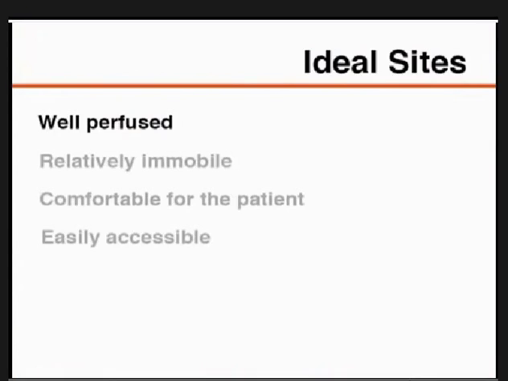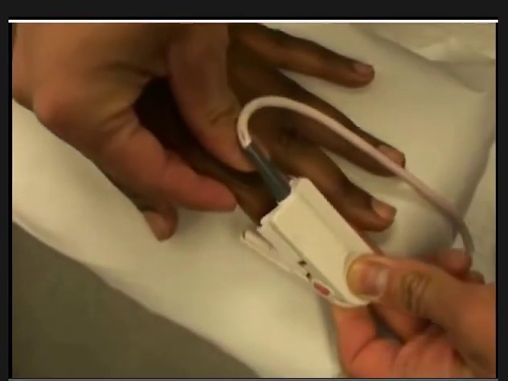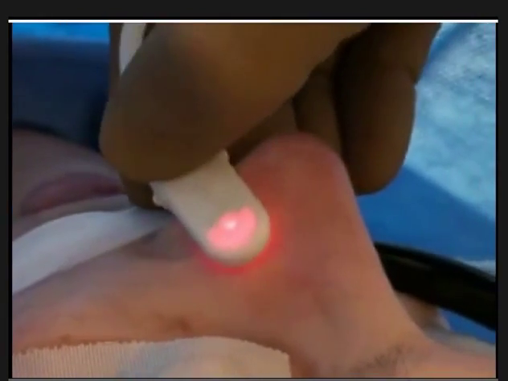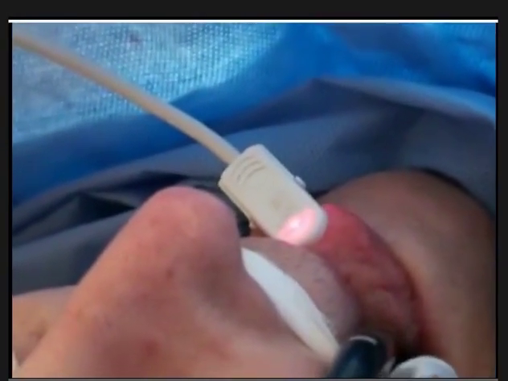The ideal site for placement of the pulse oximeter probe is one that is well perfused, relatively immobile, comfortable for the patient, and easily accessible. The earlobes and the fingers are commonly used sites. Feet, cheeks, nose, and tongue may be used in cases of low peripheral perfusion.